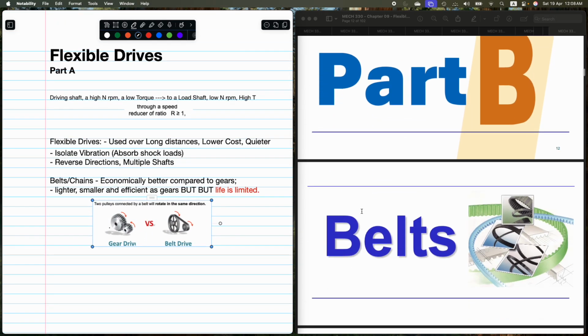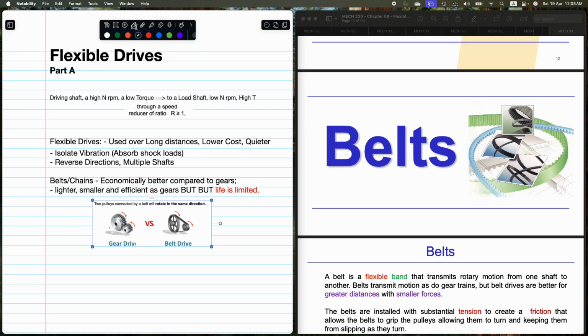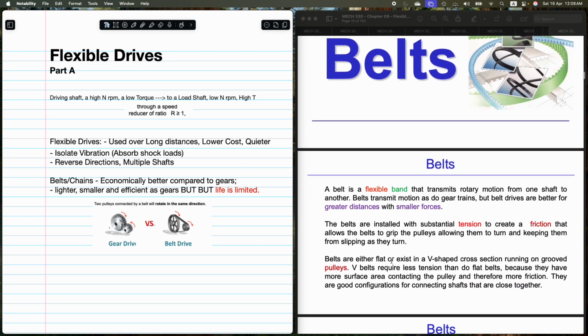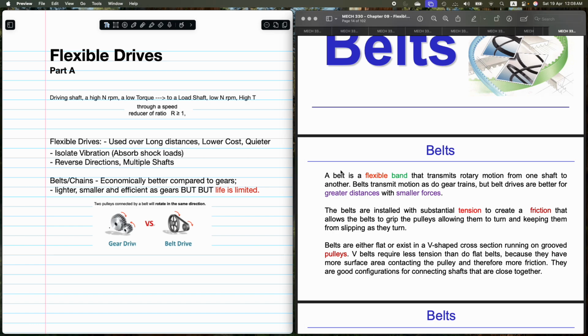Let's look at part B. In part B, we have belts. So now we're looking purely at belts here. Lots of words. A belt is a flexible band that transmits rotary motion from one shaft to another. Belts transmit motion as gears do, but belt drives are better for greater distances with smaller forces.